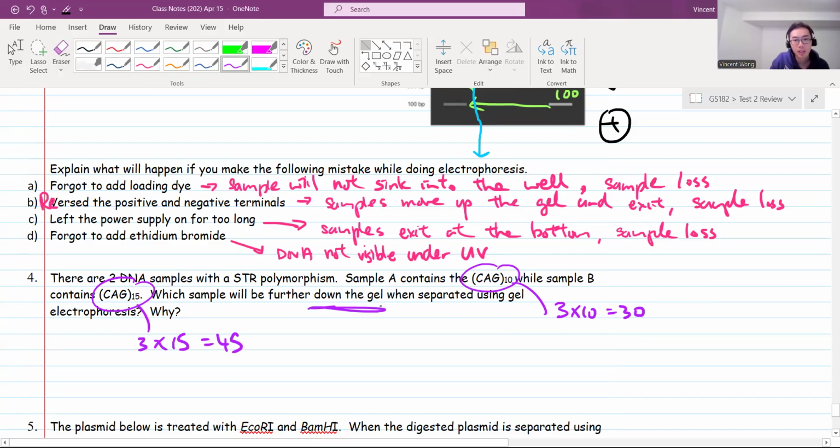So which one's going to go down further in the gel? Well, the shorter one, right? The shorter one always goes further down the gel.